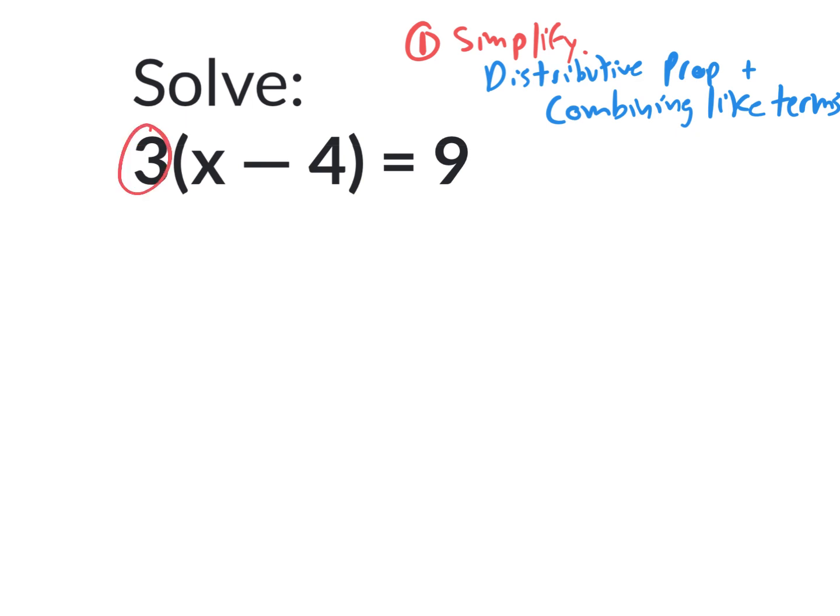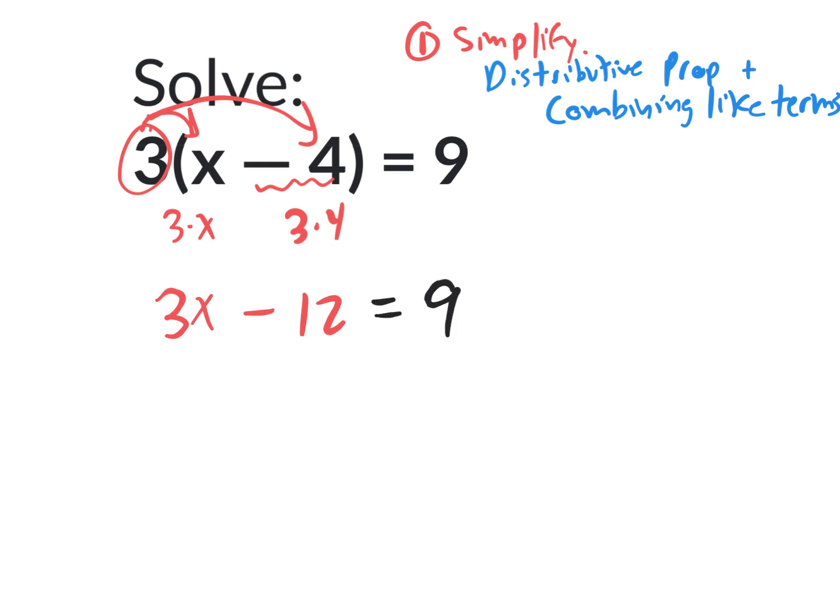We're going to distribute 3 times x. 3 times x is just 3x. 3 times -4, or 3 times 4, is 12 with a minus sign in front. So we have simplified the left side. There is no combining like terms on the left side. We're just going to bring down the equal sign and the 9. And then we can move on to step 2 of solving equations.